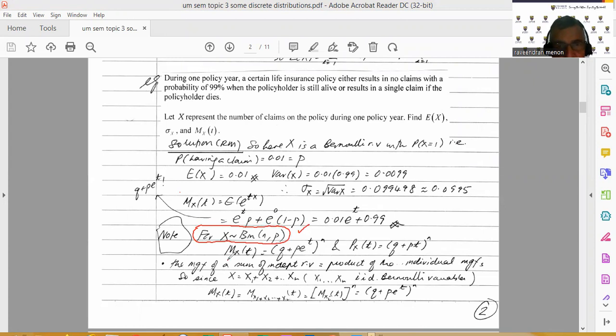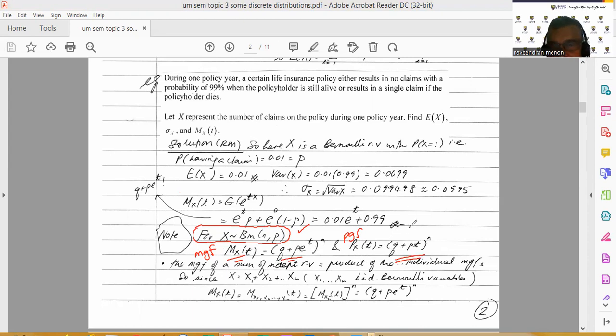So the moment generating function is quite good for us to know: q plus p e to the power of t, all raised to the power of n. That's the MGF. The moment generating function is q plus p e to the power of t, all raised to n. And the PGF, the probability generating function, is just q plus pt, all raised to n.